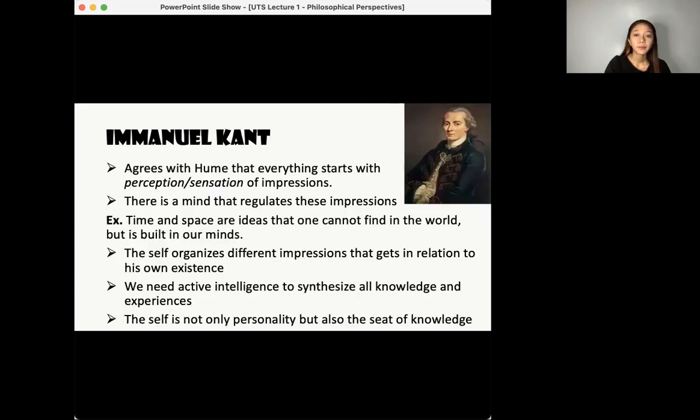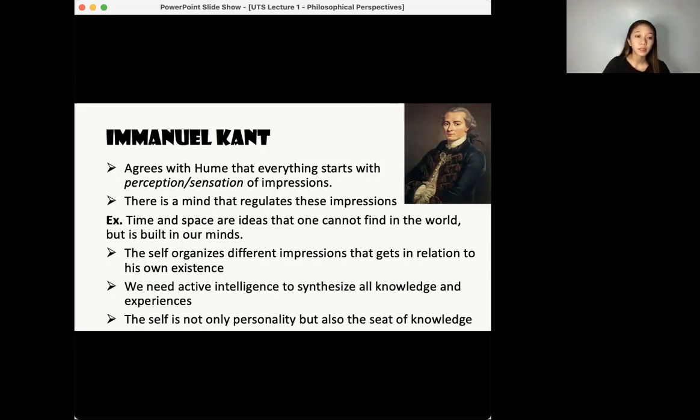Okay? Next, Immanuel Kant. So, he agrees with Hume that everything starts with perception and sensation of impression. Nag-agree siya kay Hume. So, sabi niya, there is a mind that regulates this impression. So, yung mind daw natin nagre-regulate sa mga impression na to or experiences natin. So, for example, time and space are ideas that one cannot find in the world, but it is built in our minds. So, di ba? Alam naman natin, hindi naman natin makikita yung time and space, pero nakatatak na ito sa mga ulo natin.